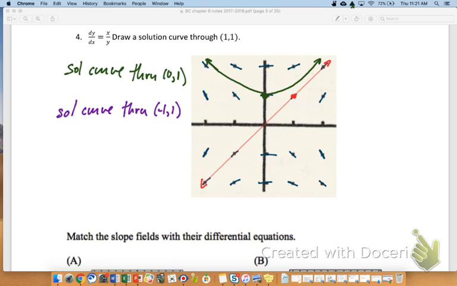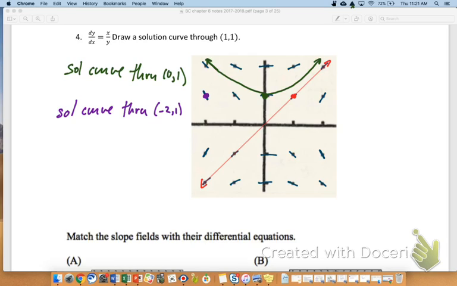Oh, no, shoot. Sorry, my bad. Let's do (-2, 1). That's the one I want to do. A solution curve through the point (-2, 1), which is right there. Think about how you could draw that.